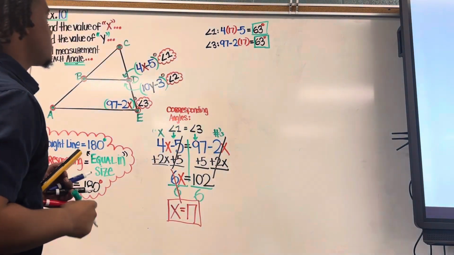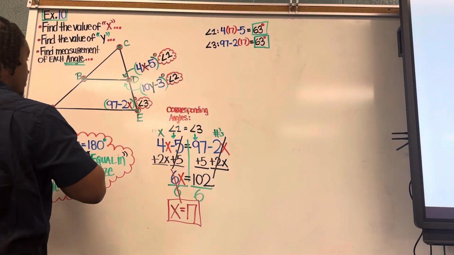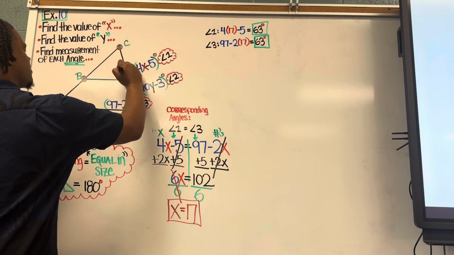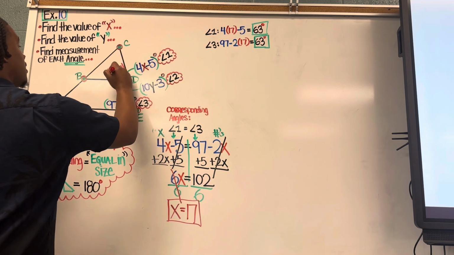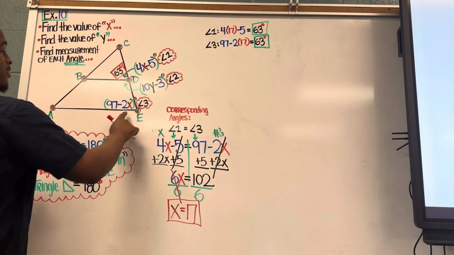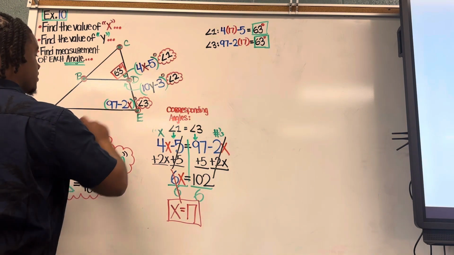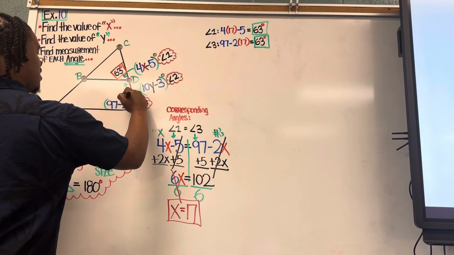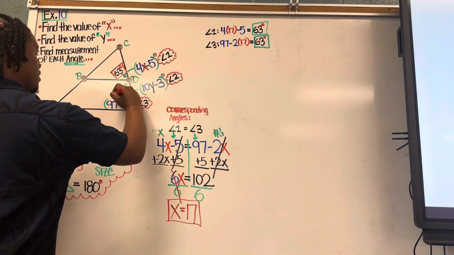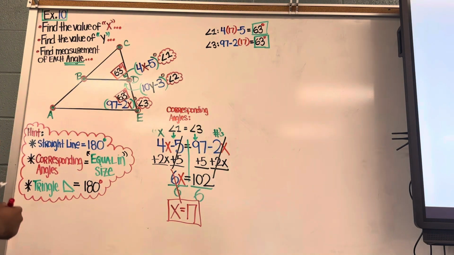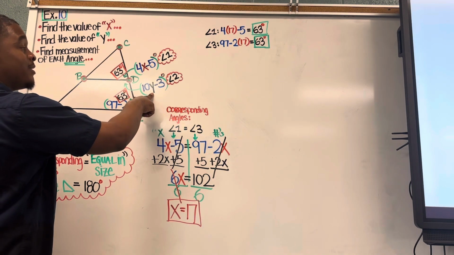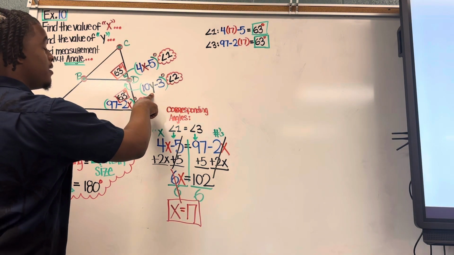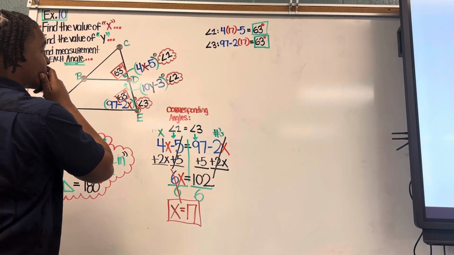So for angle 1, I'm going to put 63 degrees right here. That's angle 1, 63 degrees. Right here, which is angle 3, I'm also going to put 63 degrees. Now what we need to find out is angle 2. Remember, we need to solve for y in order to find out what angle 2 is.